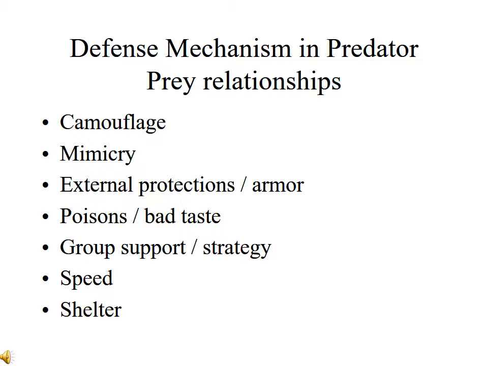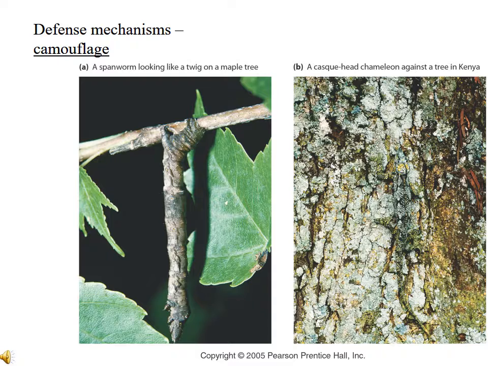Group support strategy, speed, shelter, and so on. So the predator-prey relationships are very dynamic. Over the centuries, defense mechanisms evolve on a continuous basis. Let's look at some of these defense mechanisms.